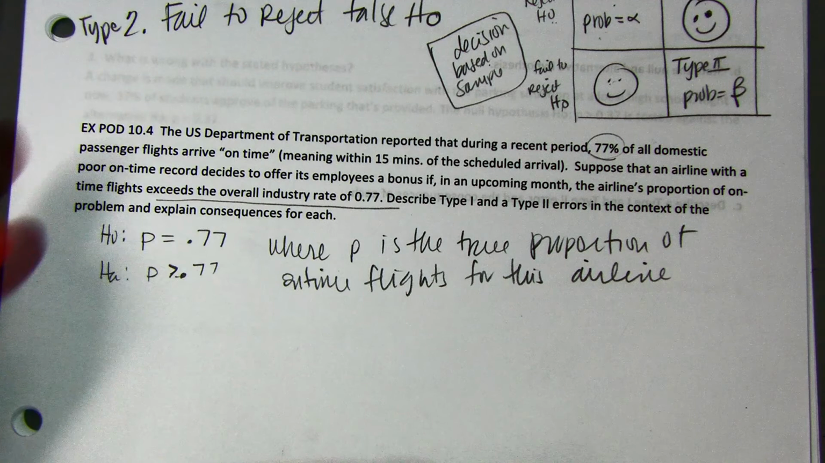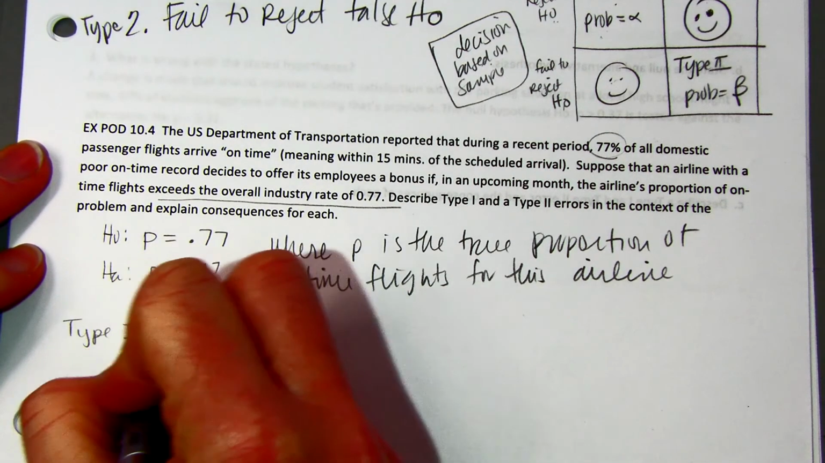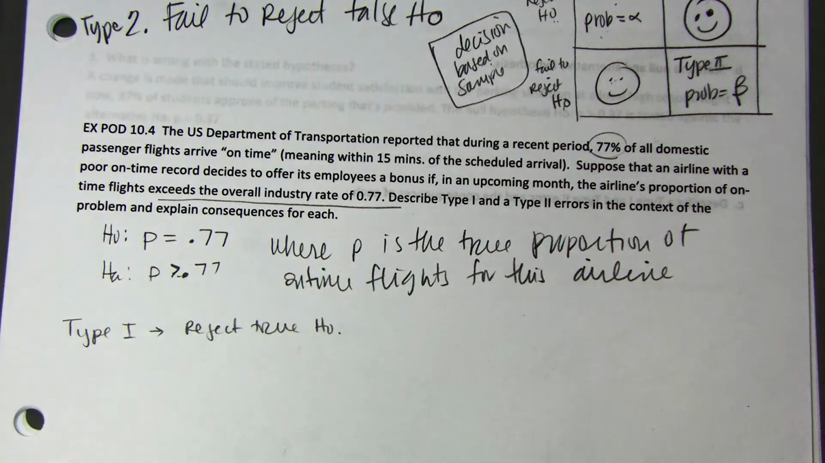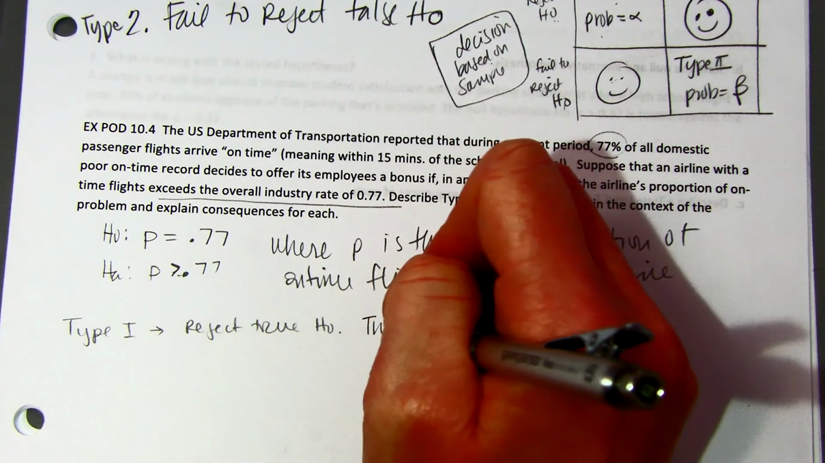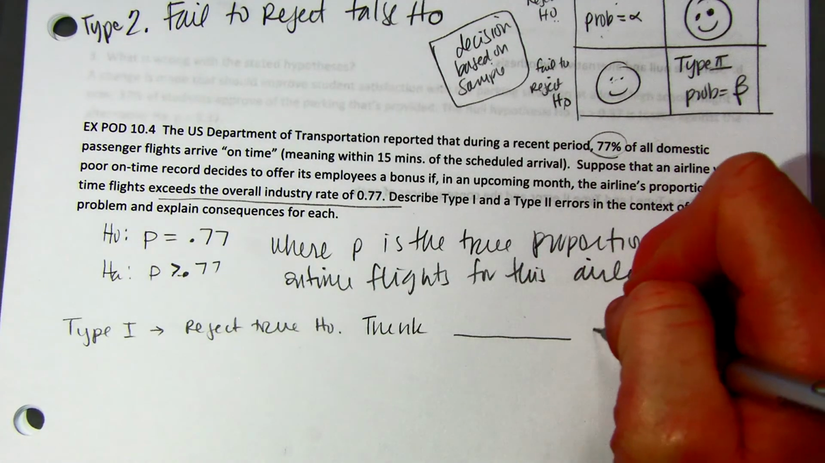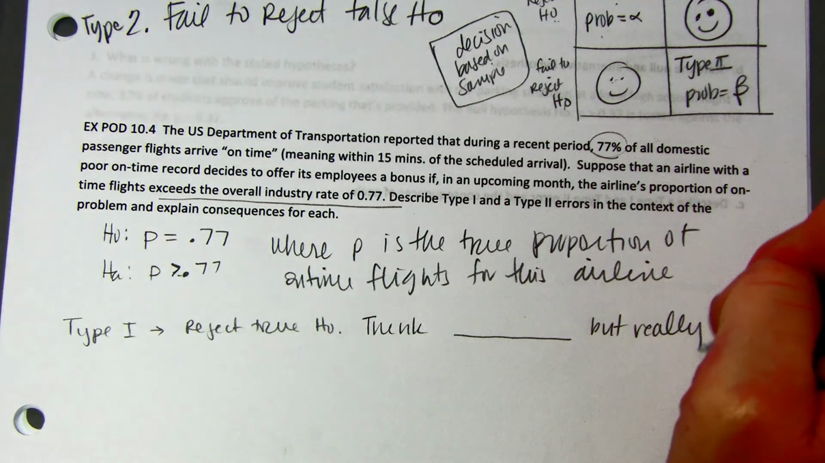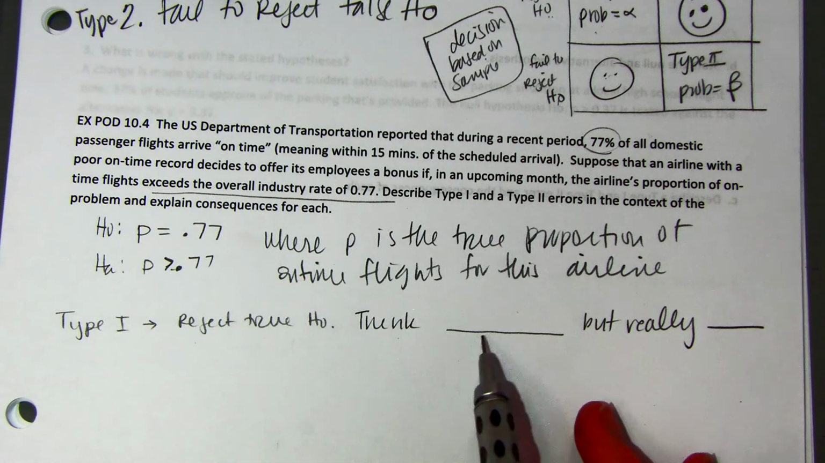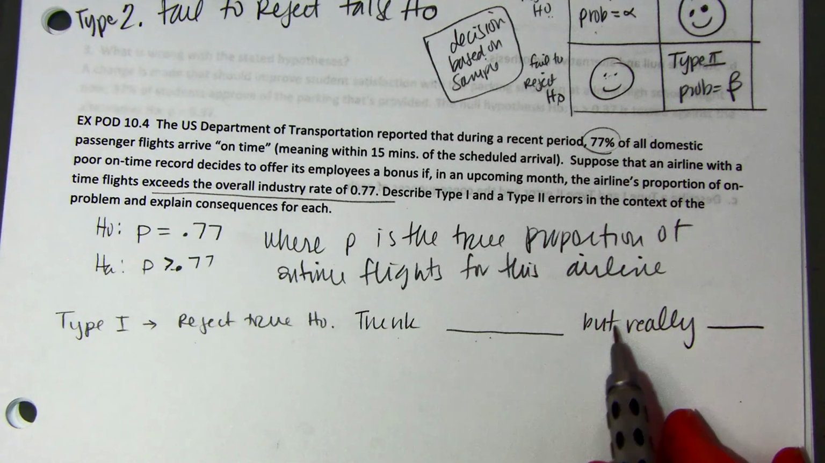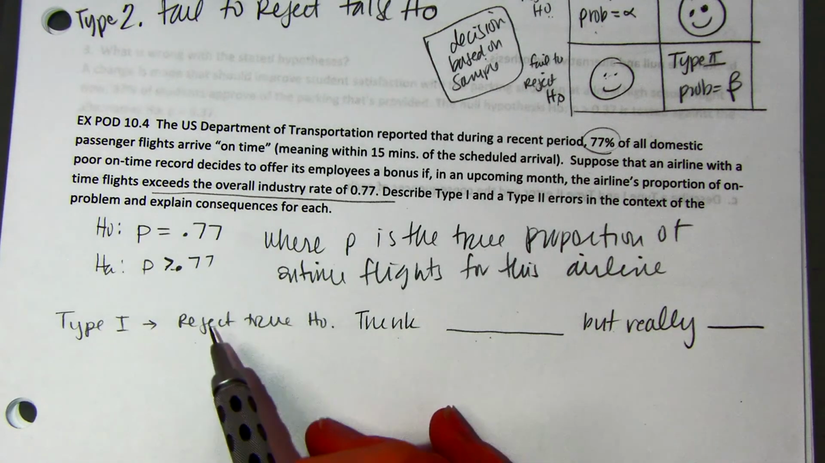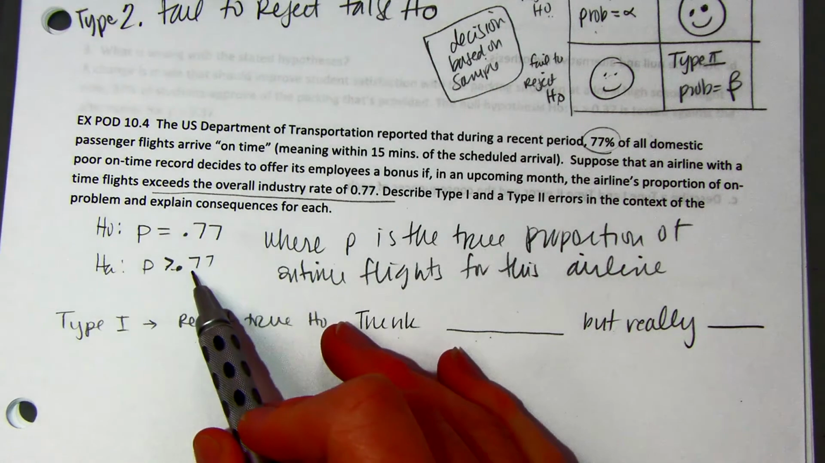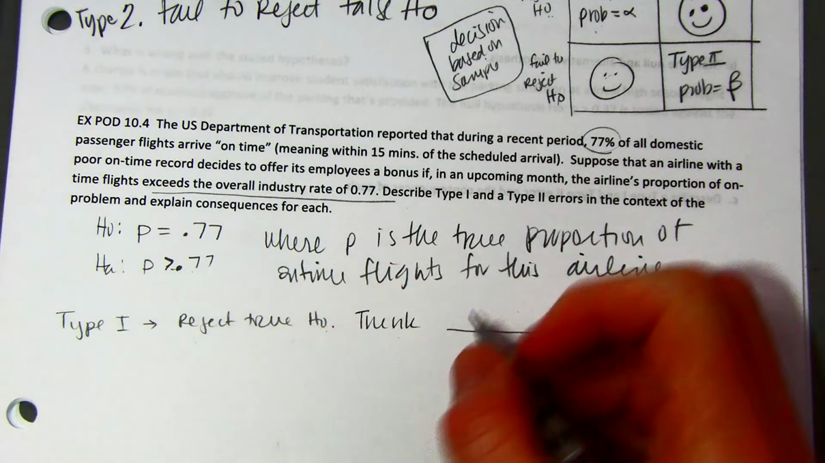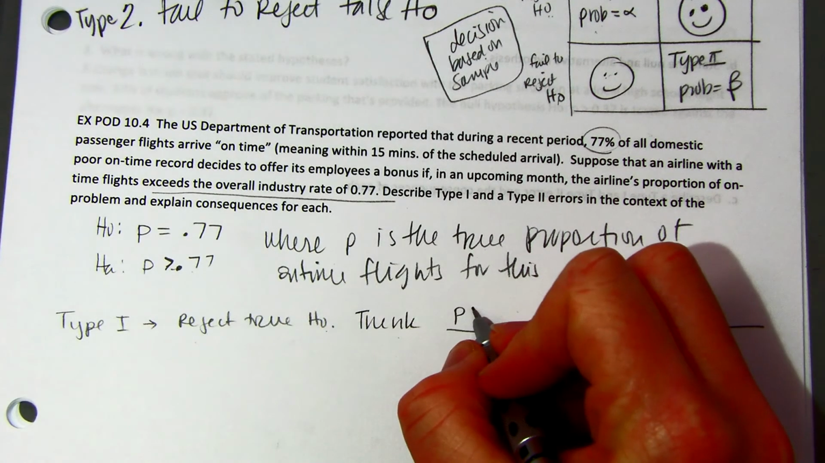Okay, so a type 1 error means we reject a true null. I like to do it this way, and I know it's kind of formulaic and weird, but bear with me. If we reject a true null, in context we want to write down what we think is happening when really something else is happening. So we're rejecting a true null in favor of the alternative, right? Whenever you reject a null, you're in favor of the alternative. So that means that we think that the true proportion of flights is greater than 0.77.